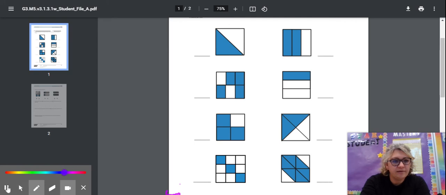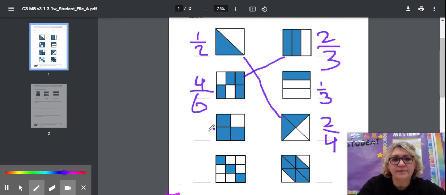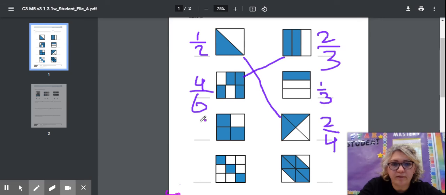Also on 2/3 and 4/6, if you're not sure, what number times 2 equals 4? Well, 2. What number times 2 equals 3? Or what number times 2 equals 6? It's 3. So that shows that they're equivalent.